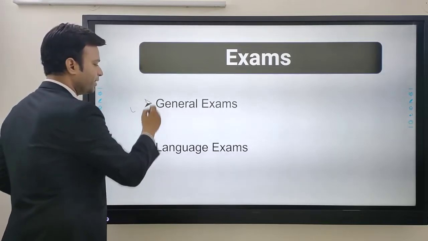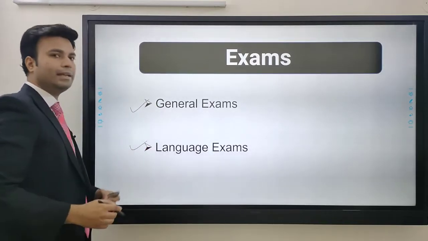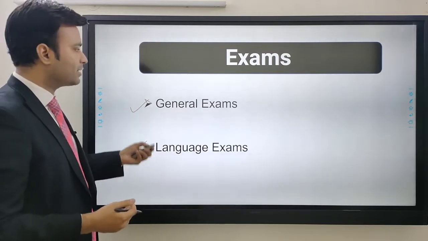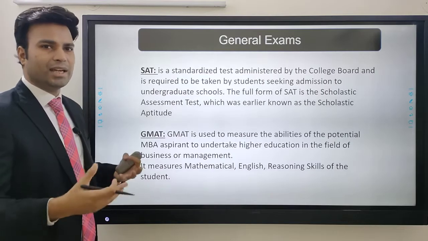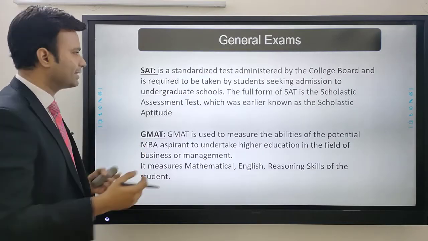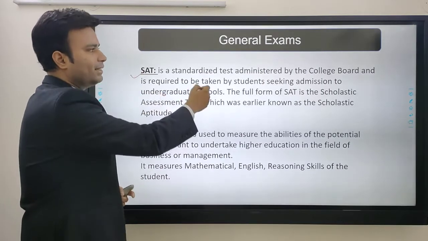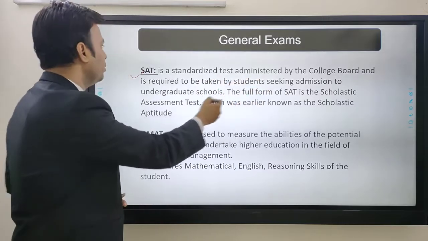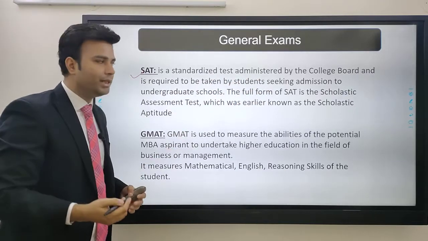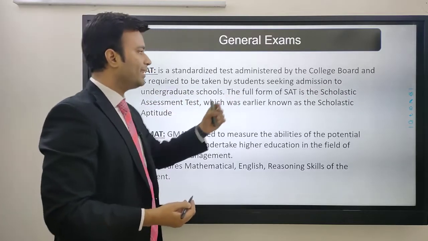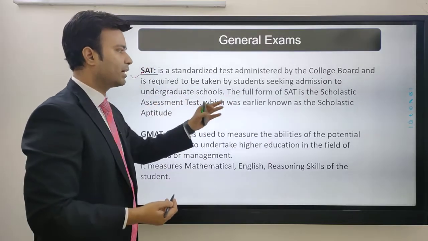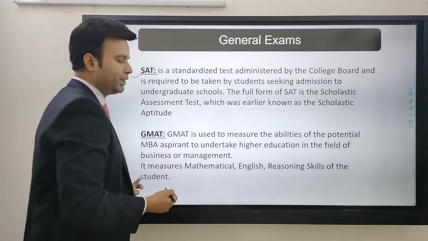So you have two kinds of exams. One is called the general exams, the second is language exams. First, let's understand the general exams. There are basically SAT, GMAT, GRE. These are the top 3 general exams. SAT is a standardized test administered by College Board and is required to be taken by students seeking admission to undergraduate schools. The full form of SAT is the Scholastic Assessment Test, which was earlier known as Scholastic Aptitude Test.